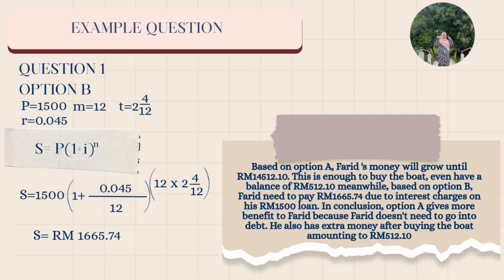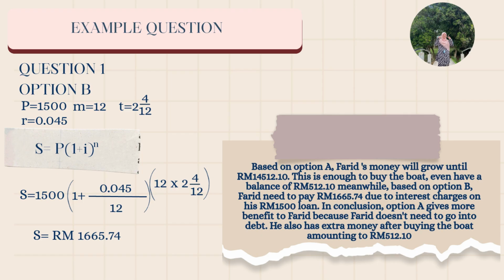For option B, P equals 1,500, m equals 12, t equals 2 and 4 over 12, r equals 0.045. Therefore, we should apply the numbers to the same formula earlier. So, S equals 1,500 bracket 1 plus 0.045 over 12 bracket to the power of 12 times 2 and 4 over 12. The answer is 1,665 ringgit and 74 cents.